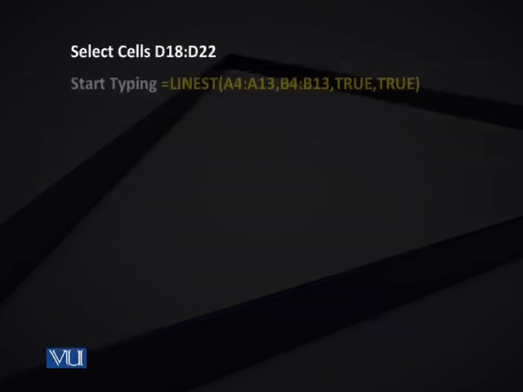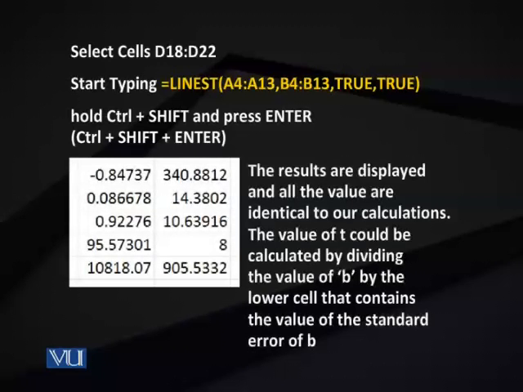So in this case, the values of known y's are contained in the cells A4 to A13, and those of x's, that is your price, are contained in the cells B4 to B13. True and true, you already know that. So press Control Shift and press enter. You will get the values that are shown below.